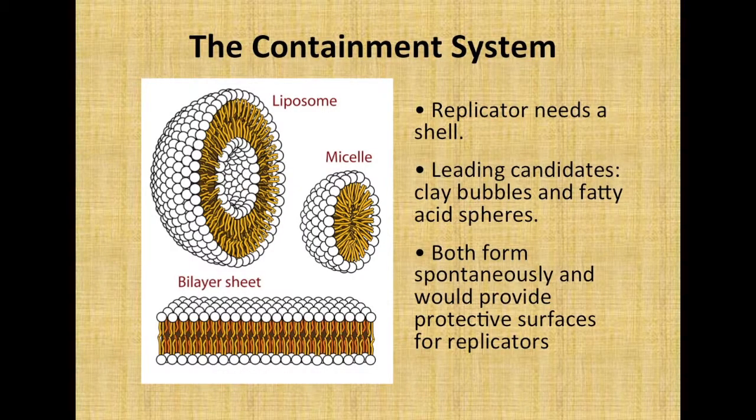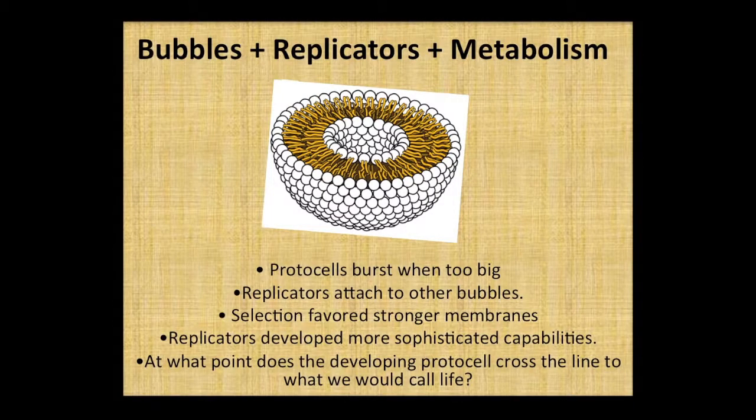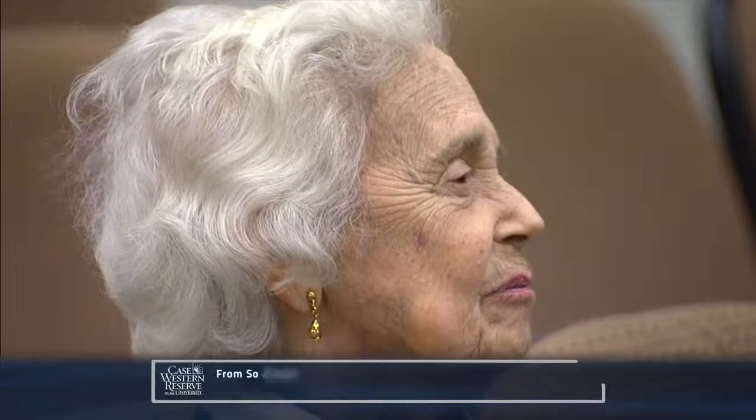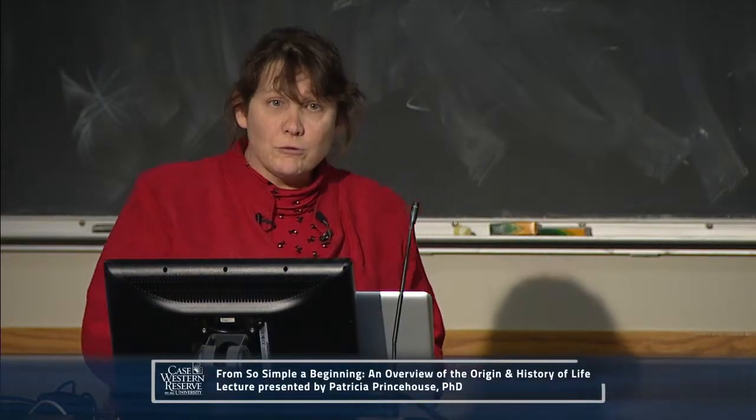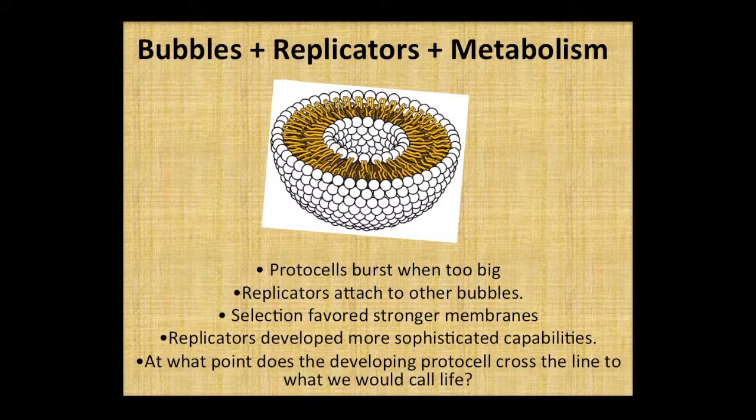If you get the replicator inside this, it's protected from outside intervention and is sort of safer for replication. When these things get too big, they would burst. And since the replicator is dividing inside, some of the strand goes with one and some strand goes with the other, and eventually you get something like division of protocells. Selection evidently favored stronger membranes, and so you get a more resilient membrane around this protocell.